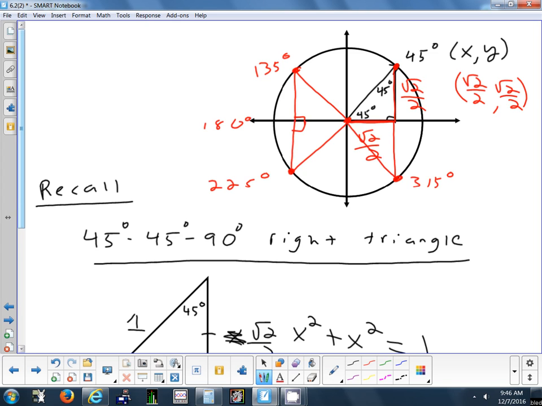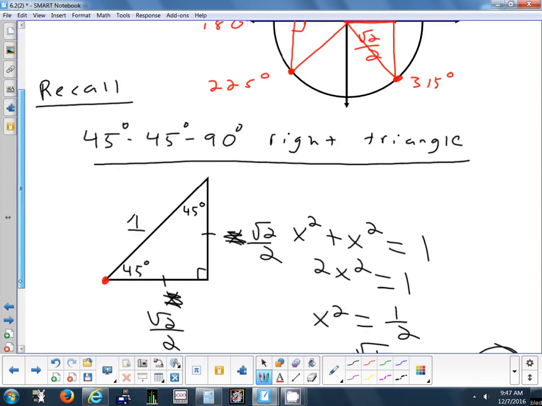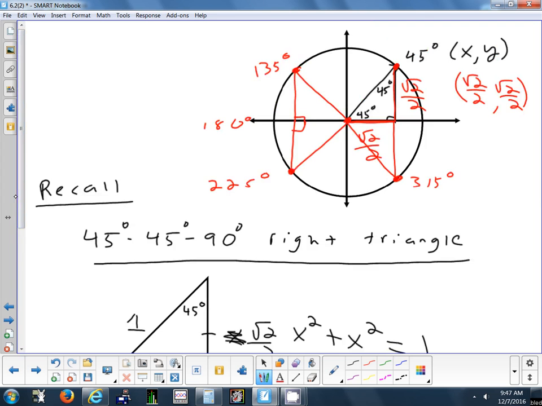So any one of those 4 angles you should be able to do pretty quickly as long as you know the coordinates for quadrant 1. You've got the numbers. You just have to take into account negatives in other quadrants. Right, so that's your 45, 45, 90. Any questions on that?